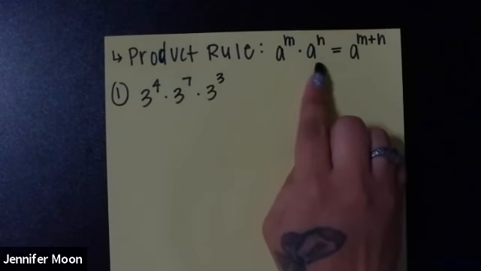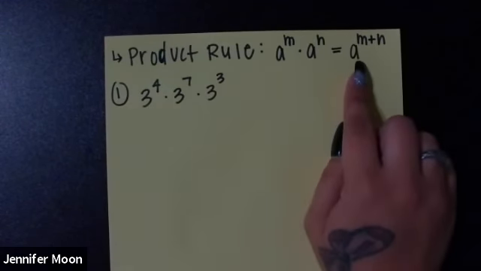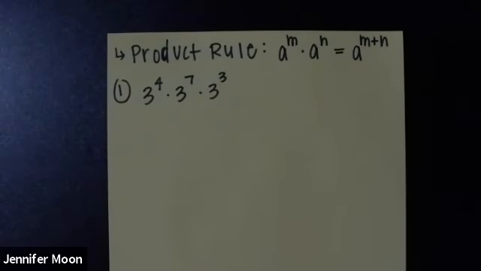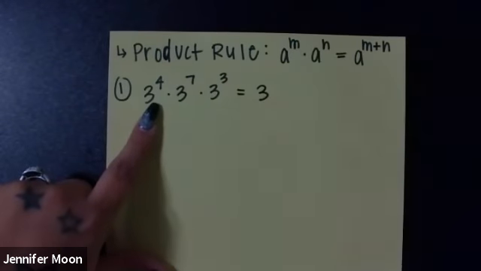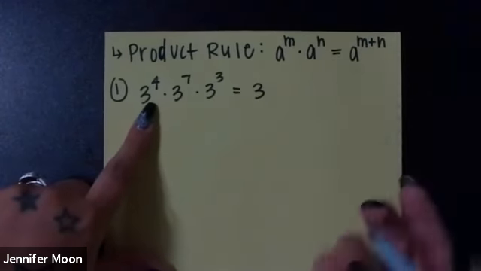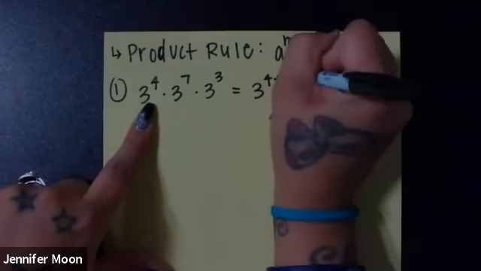If you have the same bases multiplying each other, what you do is you keep the base and you add the powers. What's my base here? 3. Keep the base. And then I'm actually going to write out, y'all, 4 plus 7 plus 3, because we're adding them. That's what the rule told me to do. 4 plus 7 plus 3.